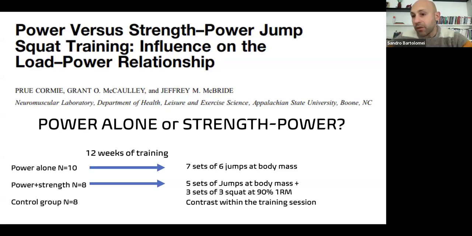Many times, some individuals may obtain a better performance in power with loads lower than their actual body mass. But by increasing the mass that is accelerated in vertical jump, typically a reduction in power is obtained. Okay, so another group composed of 8 individuals performed power and strength. So 5 sets of jumps at body mass at the beginning, and then 3 sets of 3 squats at 90% of 1 RM.